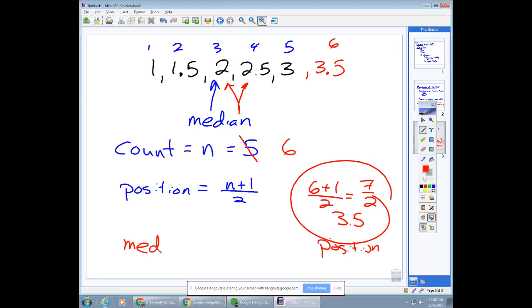Then to actually find the median, I have to go look in that position. Here it's a split position because of the 0.5. So I take the third one, add it to the fourth one, and divide by 2. That's 4.5, cut that in half, and we get 2.25 as the median here. So when ranking things, we have to talk about the position of the item and what the item is.